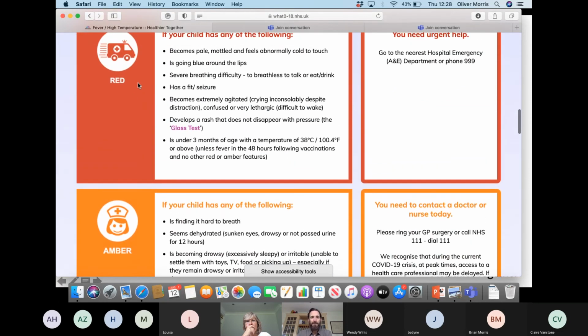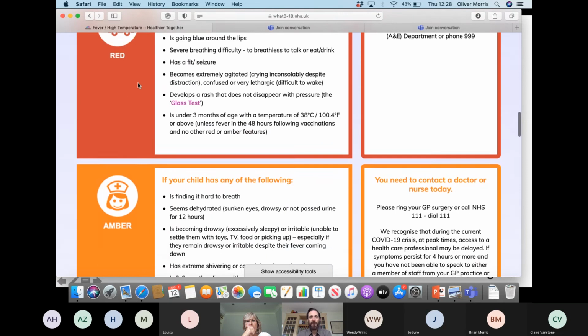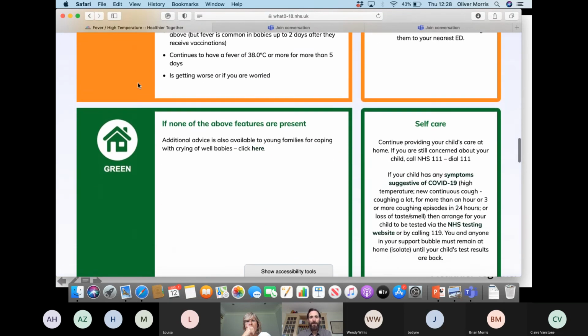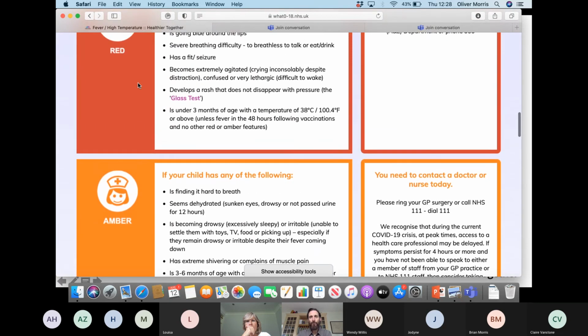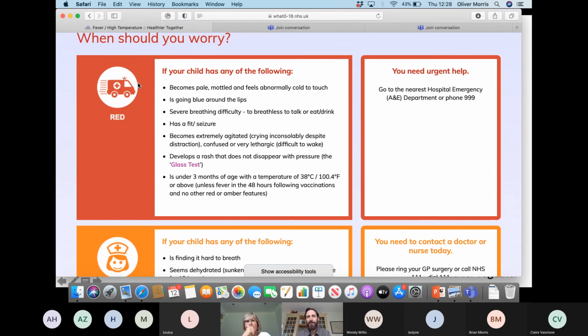And then the main bit of it, which is what we use for assessment and what we're hoping parents and carers will use, is this red, amber, green system. And we know from feedback that this is what parents really like. They like that they can go to this straight away, and they like the fact they can literally go through this and tick them off.